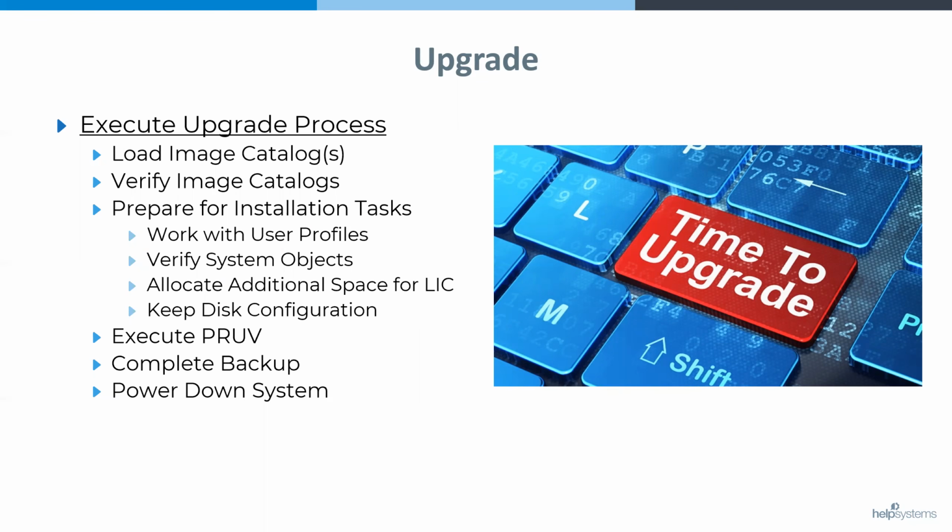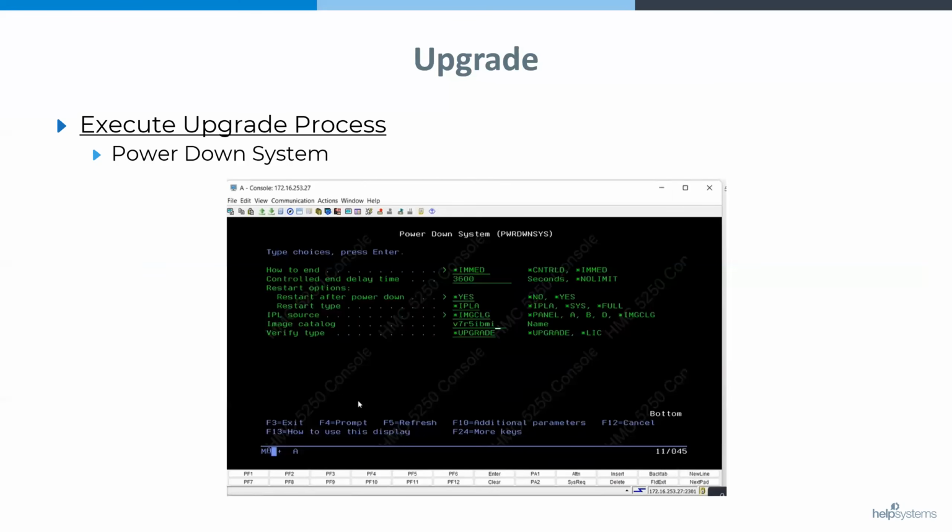This says complete backup, but we're going to execute whatever resiliency plan that we had. And then we're going to do a power down sys pointing to the image catalog and do the actual upgrade.